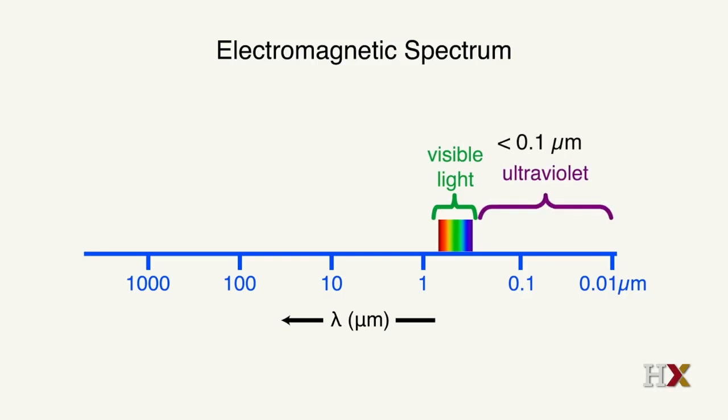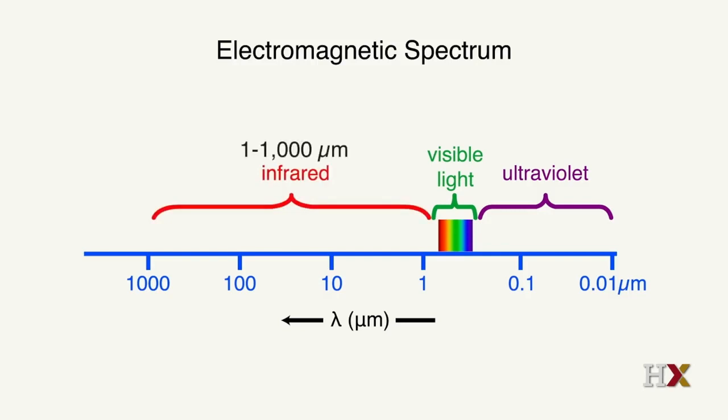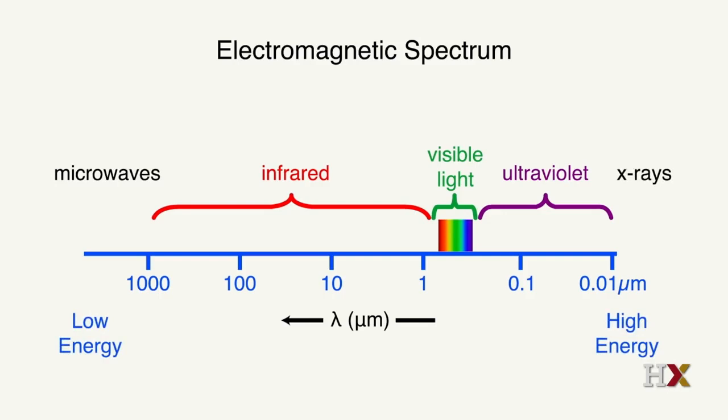Ultraviolet light has an even smaller wavelength, below 1/10 of a micron. And infrared radiation, what we think of as heat, has a much longer wavelength, from about a micron up to about 1,000 microns. There are also microwaves, which have even longer wavelengths, and X-rays, which have much shorter wavelengths than ultraviolet radiation. And the other important thing to remember is that wavelength is inversely correlated with energy. That is, high energy radiation has shorter wavelengths, and lower energy radiation has longer wavelengths. We'll come back to this in a minute.